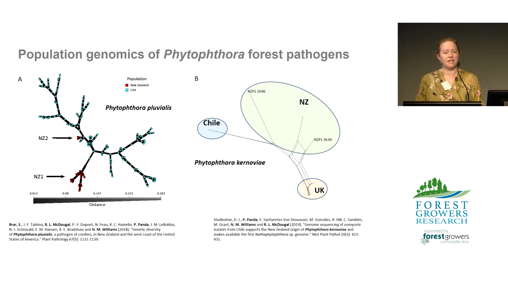What we found from this analysis was that Phytophthora canoviae actually has a far greater genetic diversity in New Zealand than we see in populations in the UK or Chile, which suggests that New Zealand might actually be the origin for Phytophthora canoviae and maybe even endemic to New Zealand. So this information is really important for our biosecurity. We don't want new isolates of these pathogens here in New Zealand because that could lead to far greater disease.